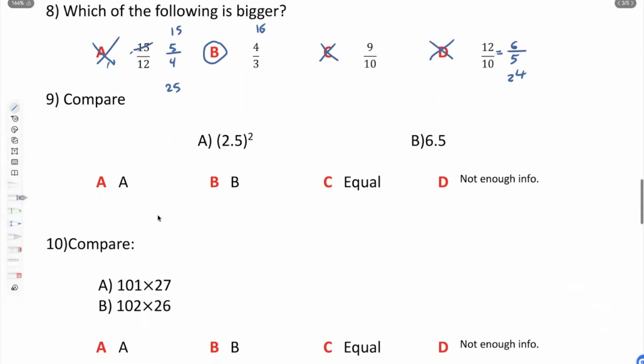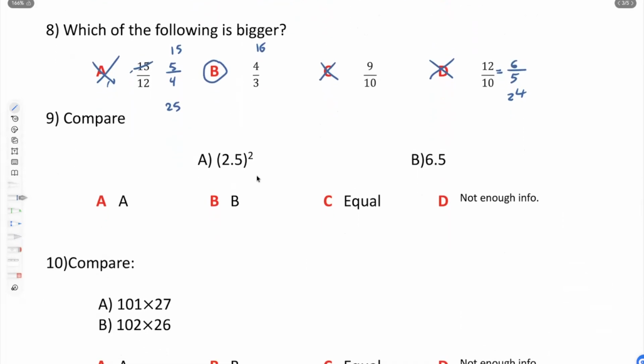Let's move to question 9. Compare 2.5 squared and 6.5, which is greater? You know that 25 squared equals 625. So 2.5 squared is 2.5 times 2.5. Write down 625 and put the decimal point after 2 digits. So it's 6.25. Now we have 6.25 and 6.5.